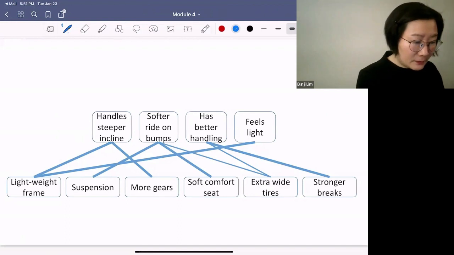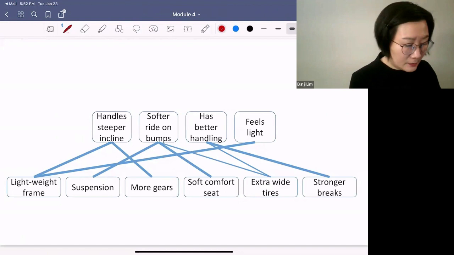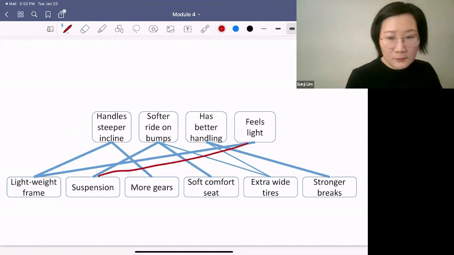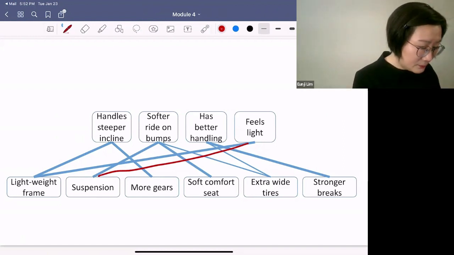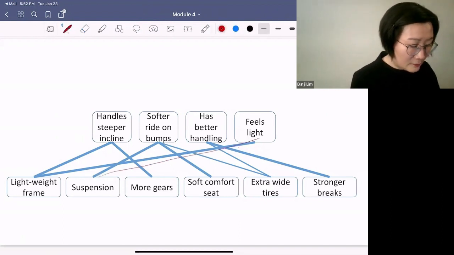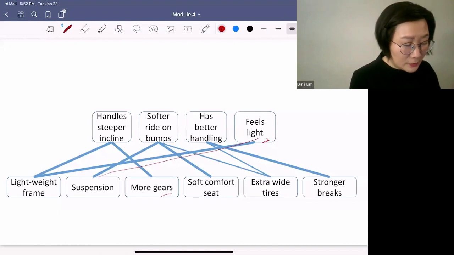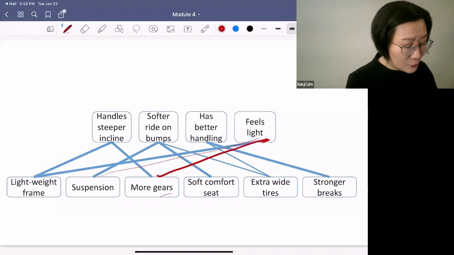So if you add, we're going to use the red line, and there is weaker relationship between the two. So I'm going to use a thinner line. Okay, next, more gears. If you add more gears, then your bike will be heavier. So there is strong negative relationship between these two.